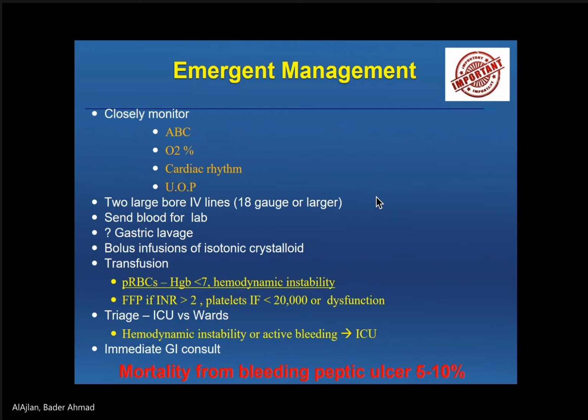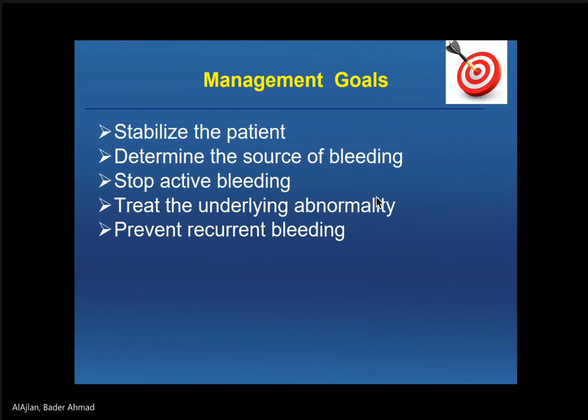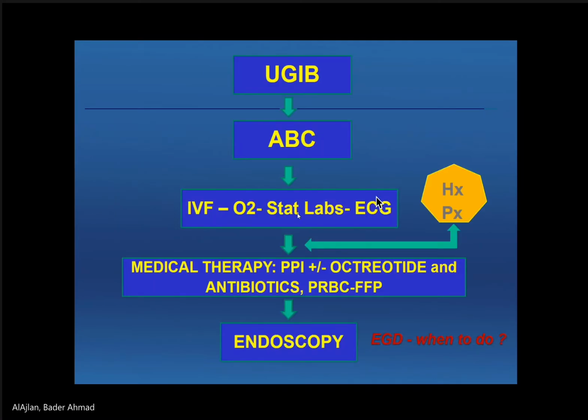Mortality from peptic ulcer disease sometimes reaches up to 10%, but usually around 5%. Our goal in the management is to stabilize the patient, figure out the source, stop the bleed, treat the underlying abnormality, and prevent it from happening again. So this is a picture just to show you what I just mentioned.